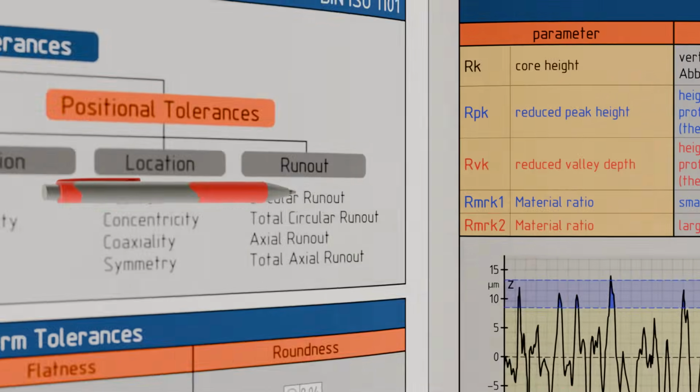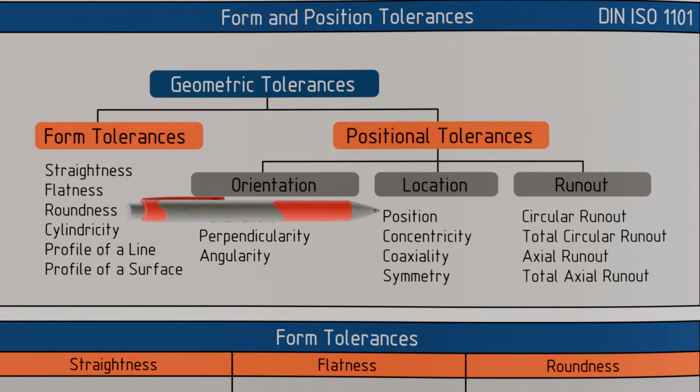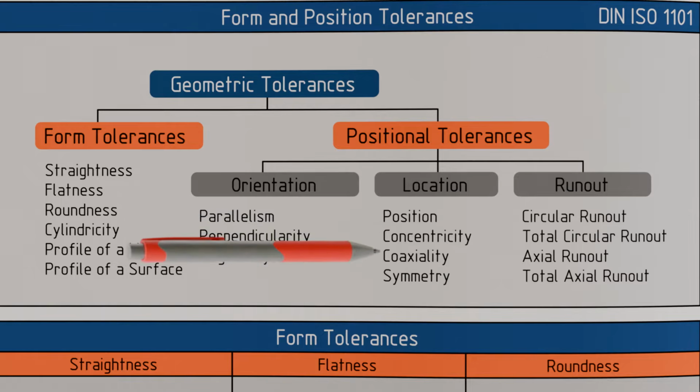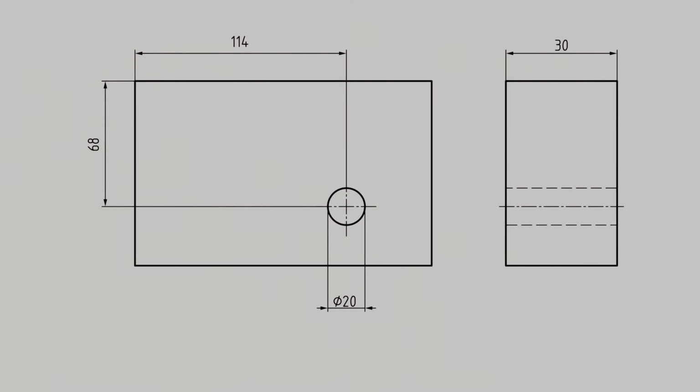In the following, we will take a closer look at the location tolerances, which can be used to control position, concentricity, coaxiality, and symmetry. To begin with, let us examine the tolerancing of position in more detail. The example shows a cuboid-shaped part with a hole. The position of the centerline of the hole is to be toleranced with respect to location. However, first, the location will be toleranced in the conventional way using dimensional tolerances, in order to better understand the difference compared to a positional tolerance.